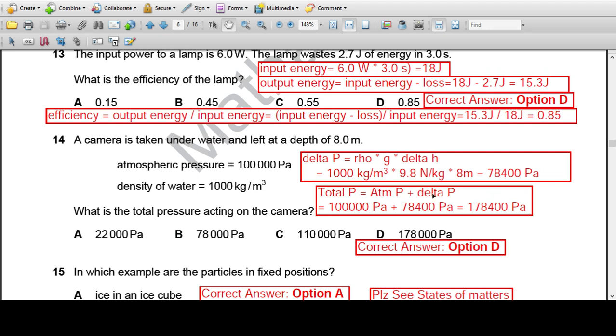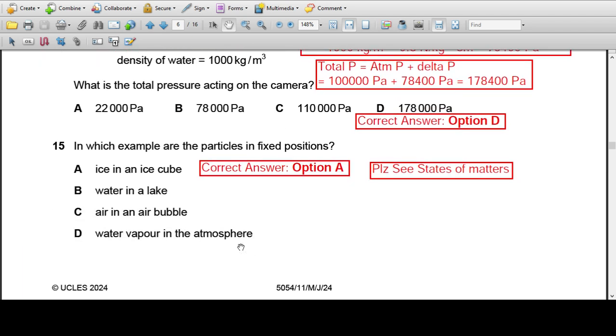That's why atmospheric pressure plus delta P is this. So question number 14. Now question number 15. In which examples are the particles in fixed positions? In a solid, the particles are always in a fixed position or move in their own position, back and forth.